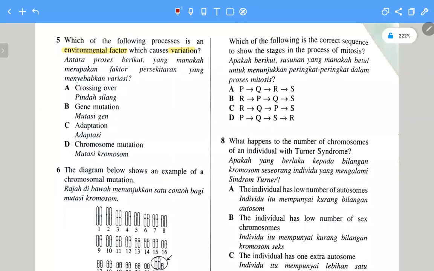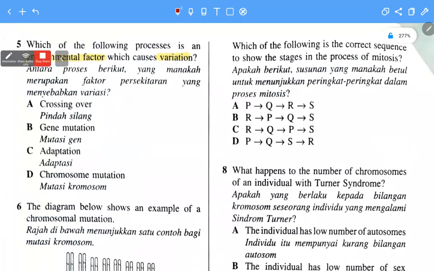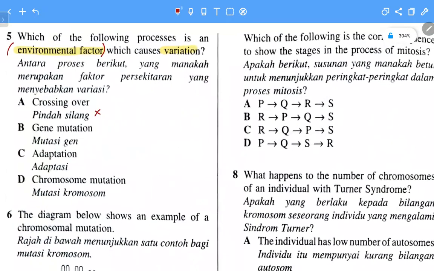All right, so let's look at the first one. Which of the following processes is an environmental factor? So definitely not the first one. Crossing over is a process where, if you remember, two chromosomes during meiosis overlap each other and then basically exchange a part of the genes. For example, you have two different chromosomes overlapping each other, and this part that they overlap, they will swap.